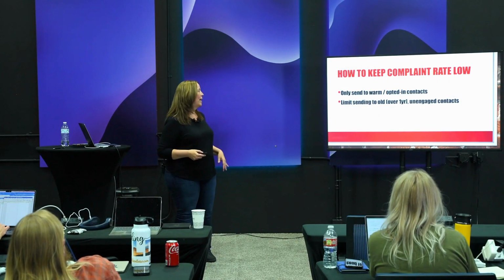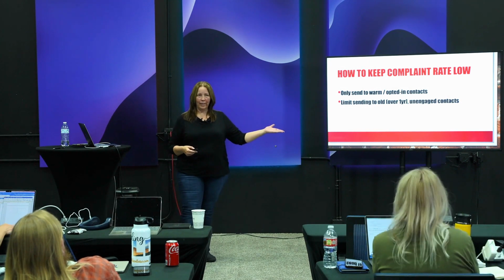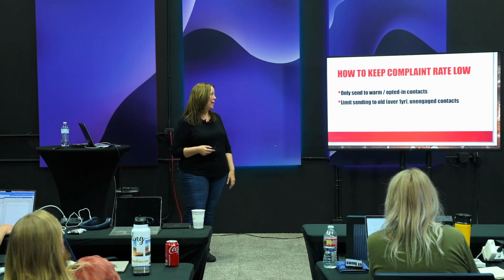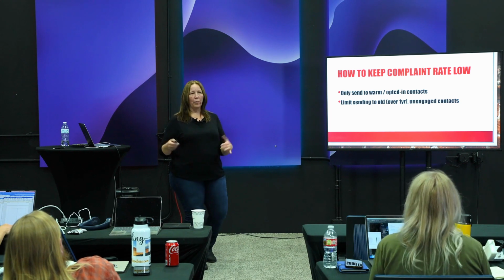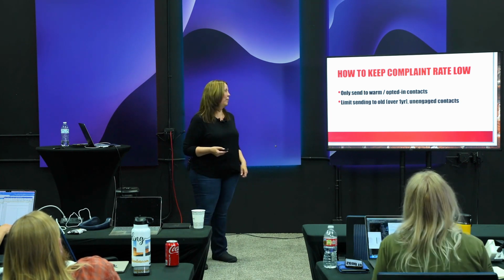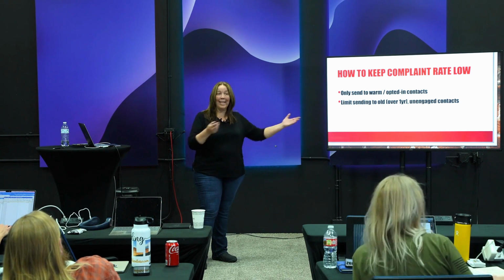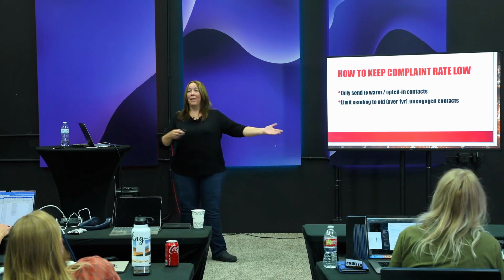Okay, and then limit sending to the older contacts. We've talked about the 1 year mark being kind of like a line to draw in the sand. Limit the sending to the over 1 year contacts. If they're not engaged, unless you're doing a re-engagement campaign, something like that, which I'd recommend doing every quarter, we shouldn't get to this place. Let's just say that out loud. We shouldn't have contacts that are unengaged for over a year because we should be doing other stuff to keep them engaged, to re-engage them. There's lots of ways to do that.